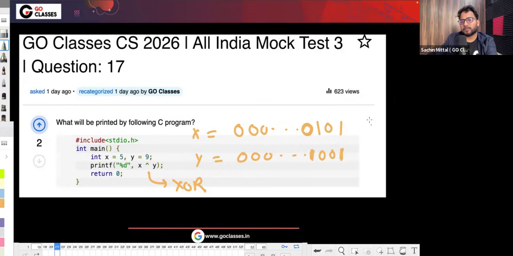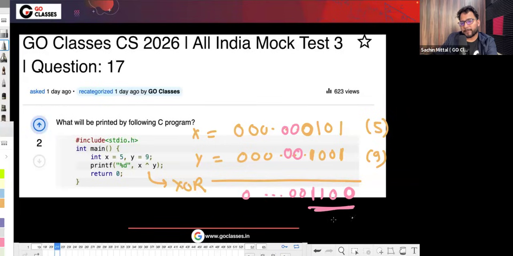This is 9 in binary, this is 5, this is 9. And then you can take exclusive OR, which means XOR operation. So if you take XOR, then this will be 0, this will be 0, this is 1, this is 1, right? And then obviously these are zeros only. So all are zeros only. So it will be 0 0 0 like this, right?